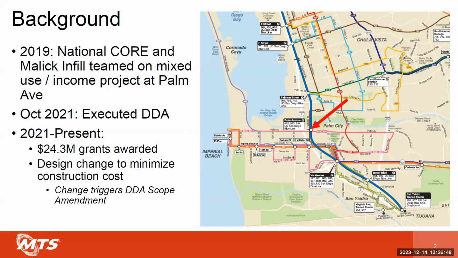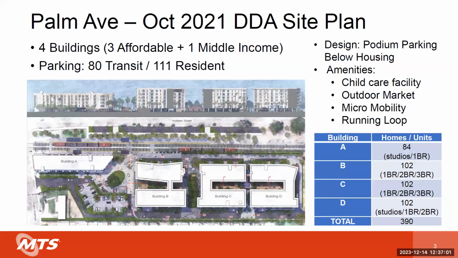And what we're here for today is that there were some design changes that they needed to make to minimize construction cost and make the project more feasible for those grants. And because of that, it triggered a need for the board to approve an amendment to the DDA. The original development had four buildings. Three would be affordable and one would be middle income. And we also approved a reduction in our transit parking to 80 spaces with 111 for residents.